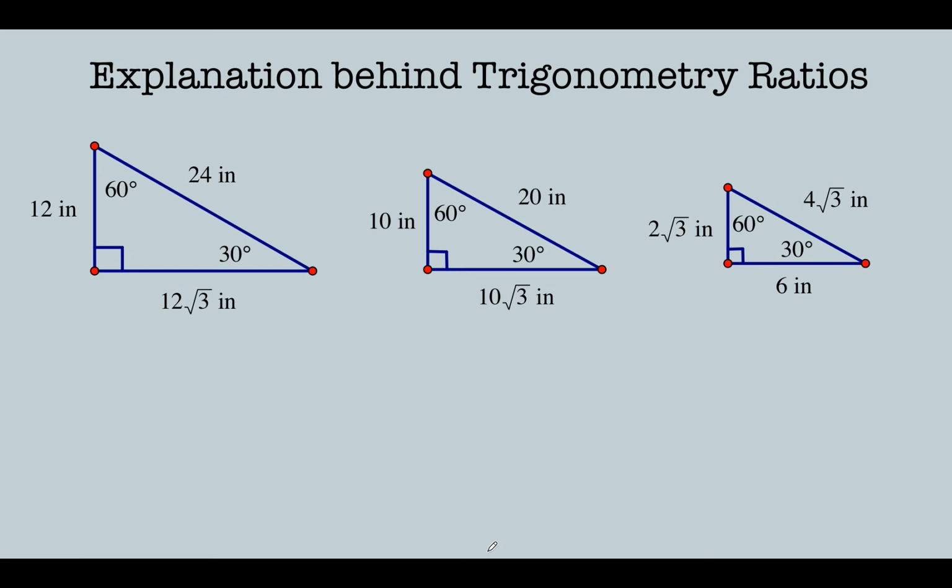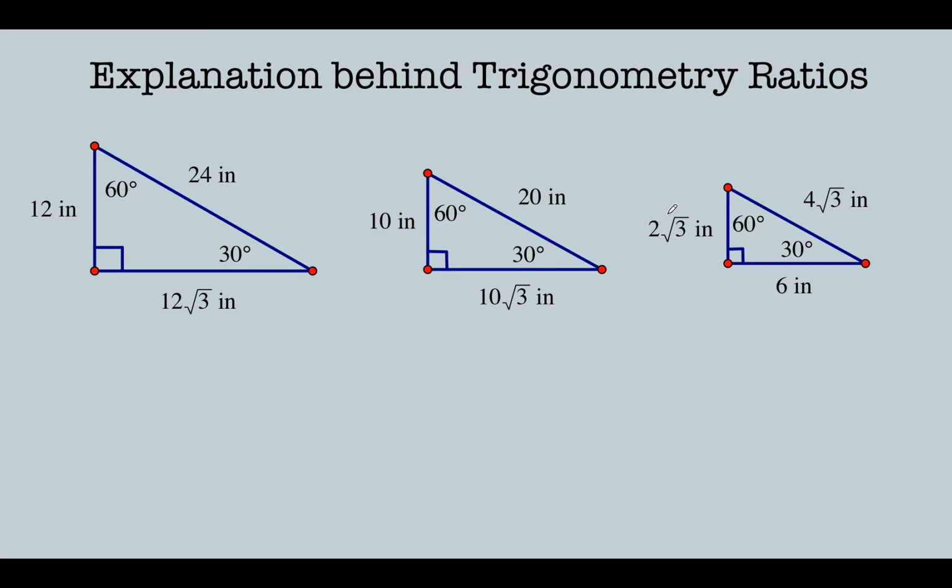Hey everybody, I want to give you a quick explanation behind those trig ratios that are on that table, all those crazy decimals that we were seeing. They are all based on similar triangles. So I'm just going to go over a couple 30, 60, 90s that we've already done. All these numbers work out for these triangles.